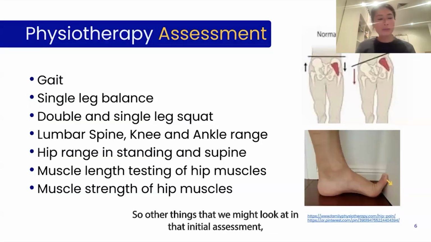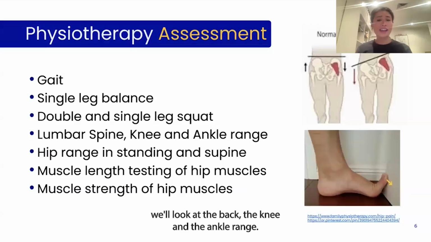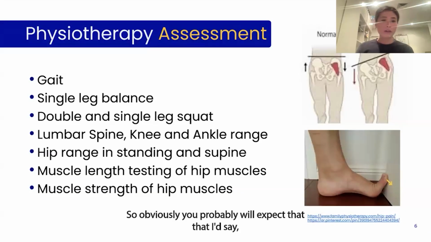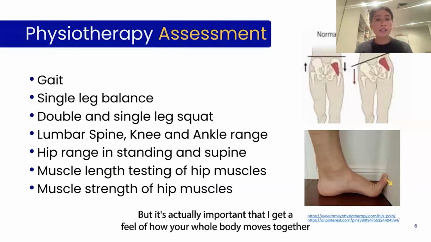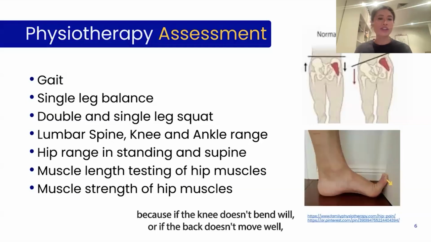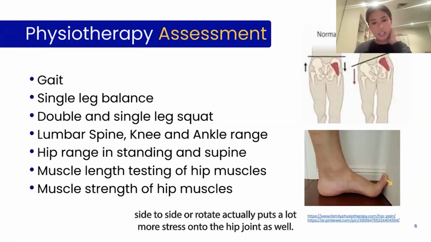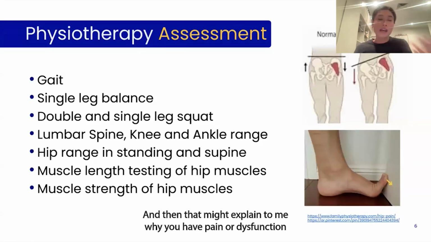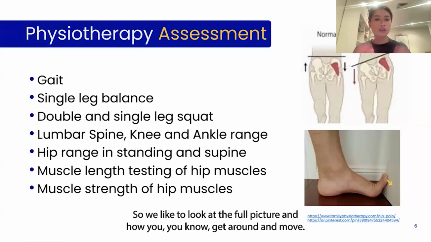Okay, so other things that we might look at in that initial assessment, we look at the back, the knee, and the ankle range. So obviously you probably all expected that I'd say, we look at the hip range, and of course we do that, but it's actually important that I get a feel of how your whole body moves together. Because if the knee doesn't bend well, or if the back doesn't move well side to side or rotate, it actually puts a lot more stress onto the hip joint as well. And then that might explain to me why you have pain or dysfunction in that area. So we like to look at the full picture and how you get around and move.